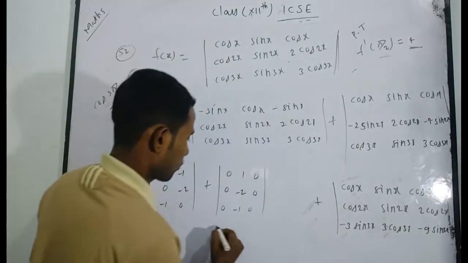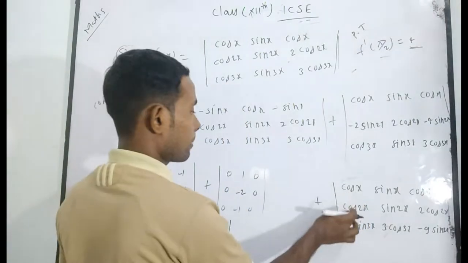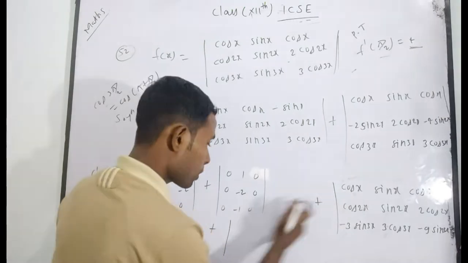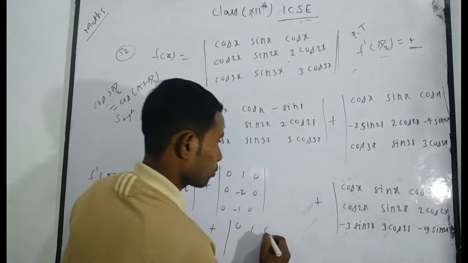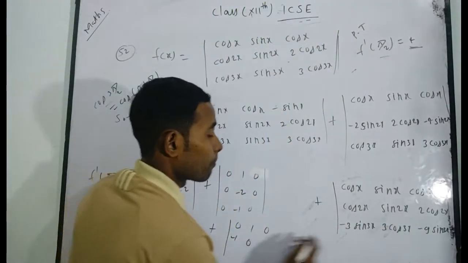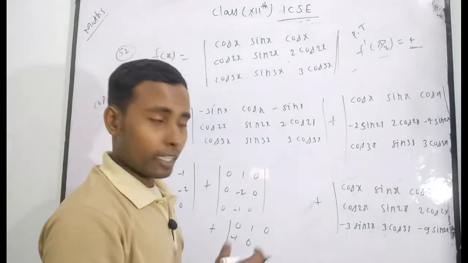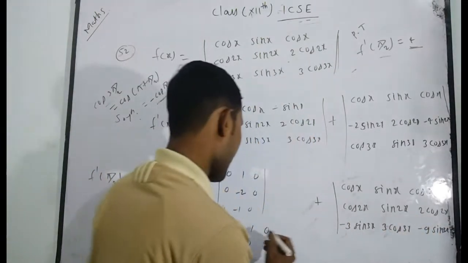Now the third part. You can see here, both will be the same. Cos π/2 is equal to 0, sin π/2 is equal to 1, cos π/2 is equal to 0, cos π is equal to minus 1, sin π is equal to 0. 2 into cos π, that means 2 into minus 1, that means minus 2.